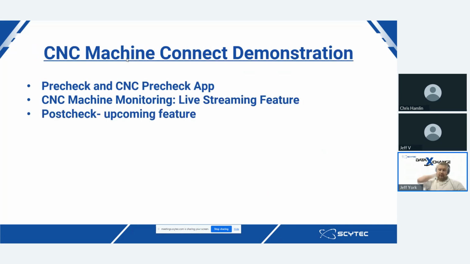So to run through what we're going to be discussing today, we have a very special guest joining us from CG Tech. He is going to be running through the pre-check and the new pre-check application that got released with VERICUT 9.4. This pre-check application is a workaround for end users to not have to keep continually checking out a VERICUT license while out on the shop floor. We are also going to be discussing the CNC machine monitoring, the live streaming feature I just described, and then as well the post-check, which is going to be an upcoming feature.